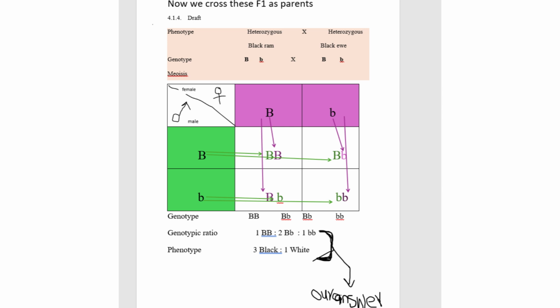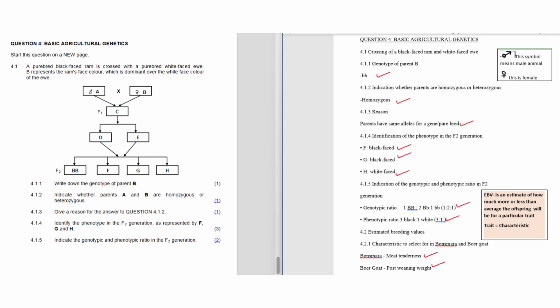Then add to my question. They wanted F, G, and H. Then okay, as we can see, my answer says homozygous dominant BB. And you can see on the graph here we have BB.